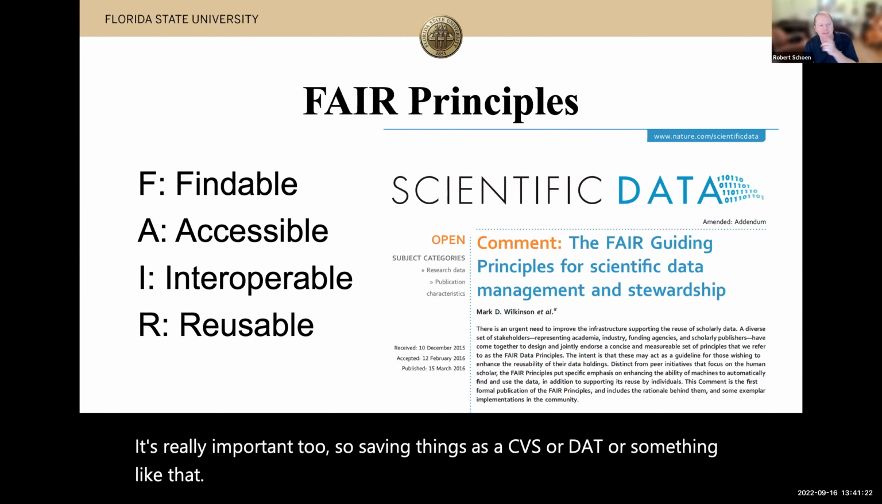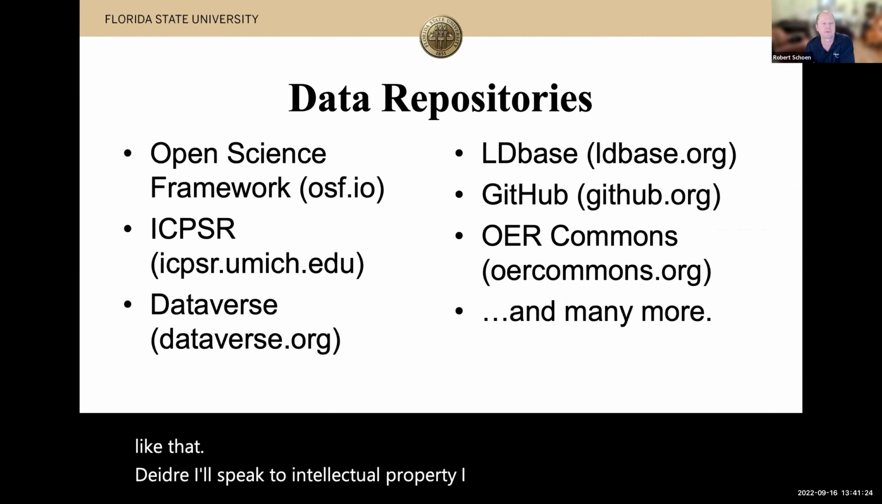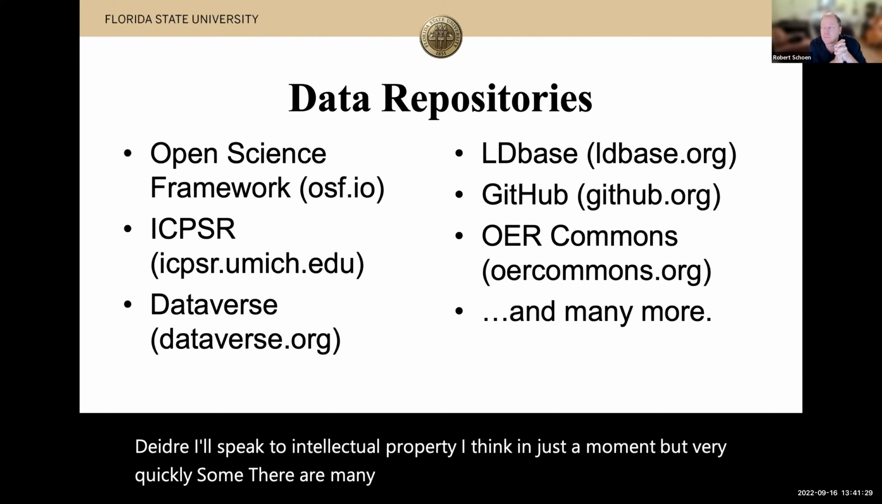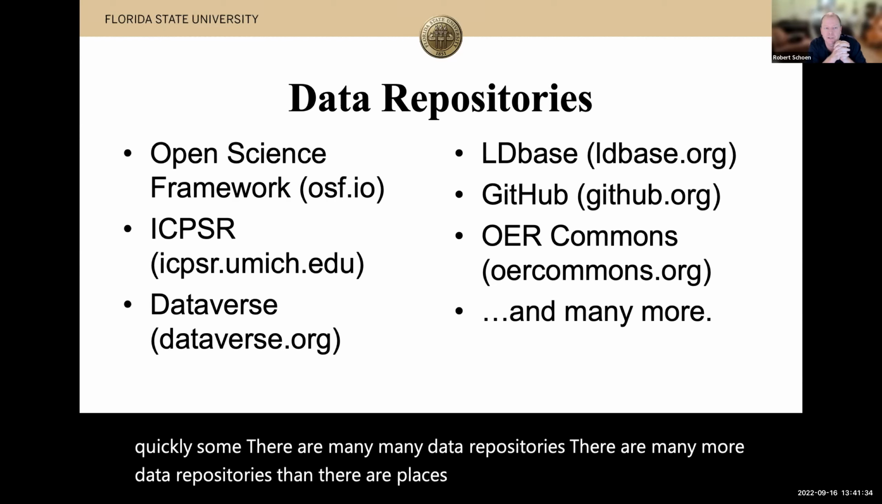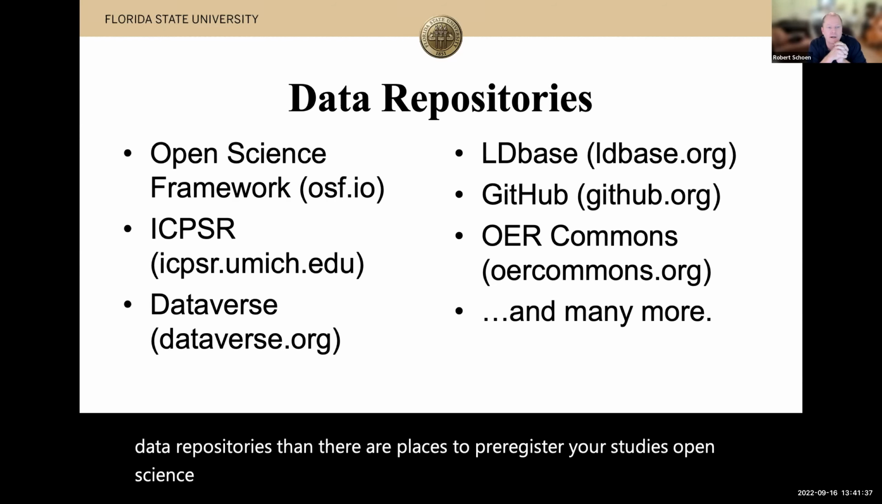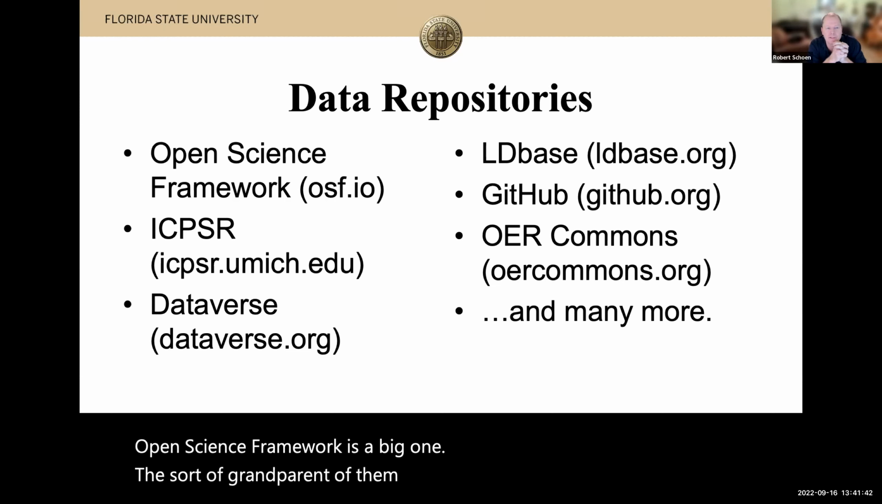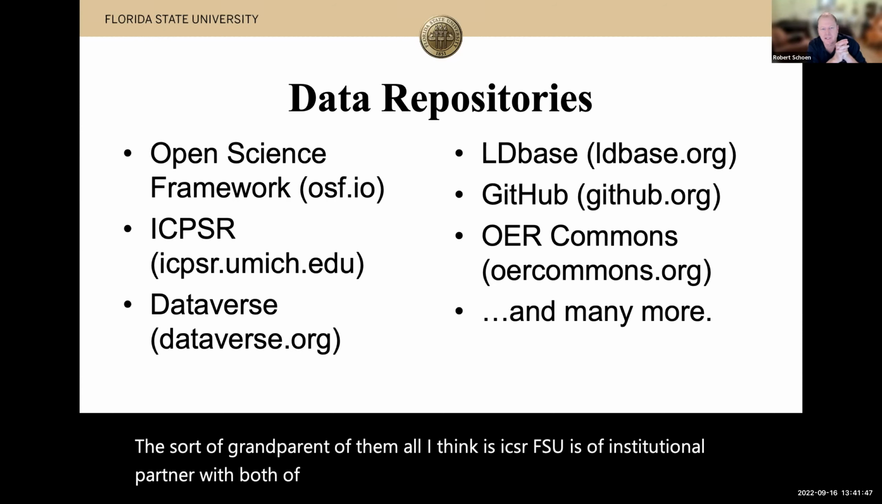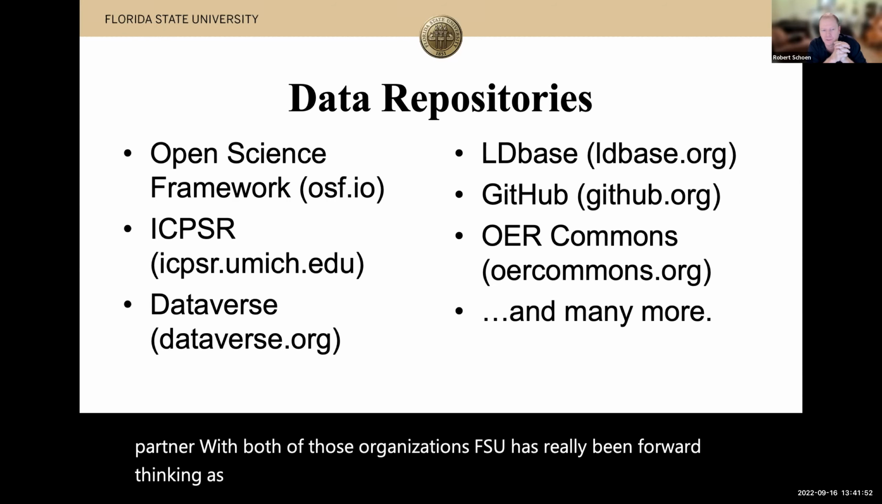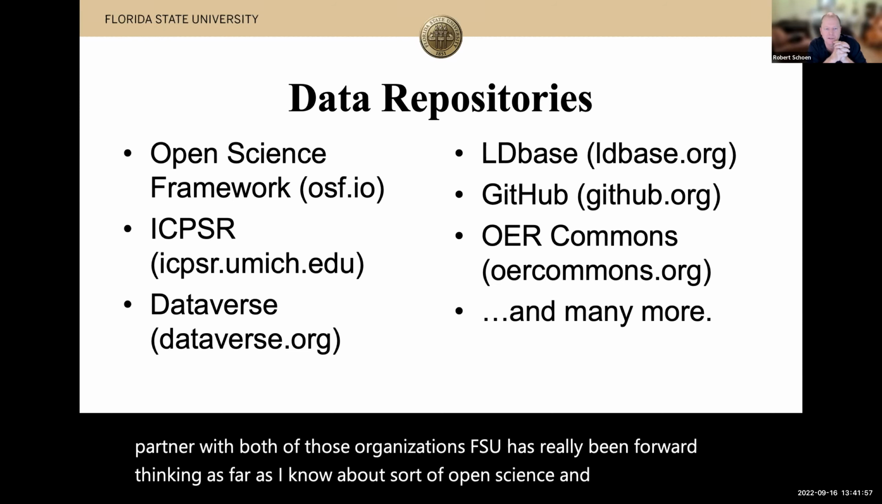Deidre, I'll speak to intellectual property in just a moment, but very quickly, there are many data repositories. There are many more data repositories than there are places to pre-register your studies. Open Science Framework is a big one. The grandparent of them all, I think, is ICPSR. FSU is an institutional partner with both of those organizations. FSU has really been forward thinking, as far as I know, about open science and open access and all these kinds of things.